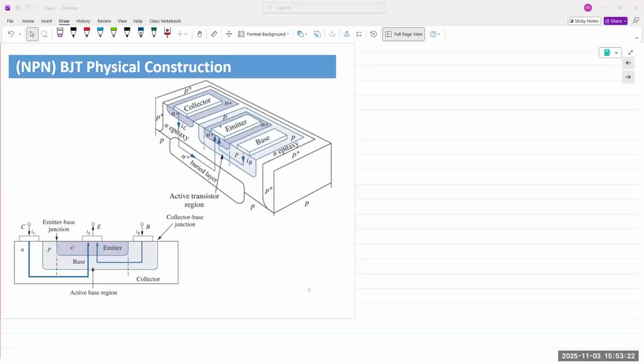Wherever you see an N plus or a P plus, all it indicates is that it's more heavily doped. Sometimes to make a big difference, you would have, say, N, N plus, and N plus plus, or P, P plus, and P plus plus. And all it's indicating is that the level of doping is increasing. That's all it indicates. Okay, it doesn't mean anything else.